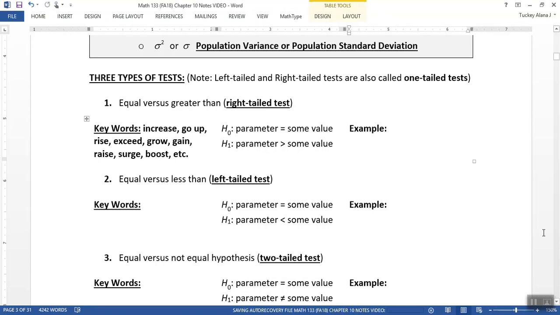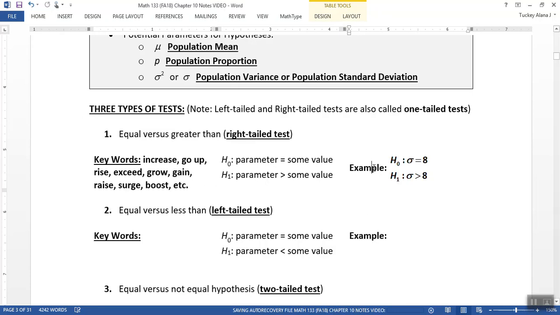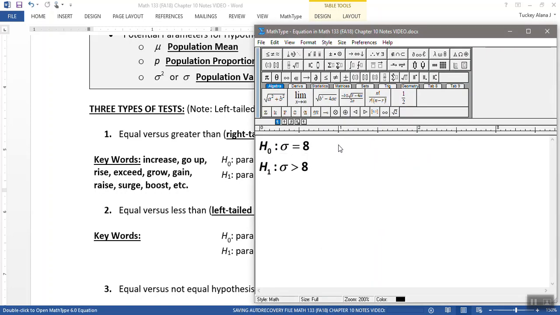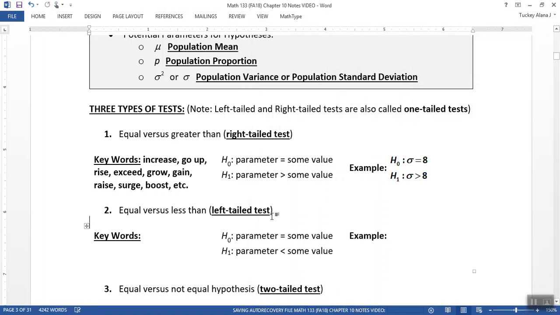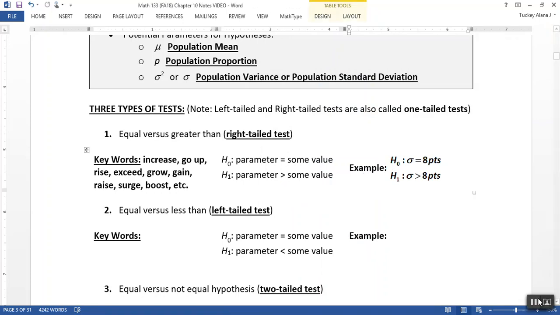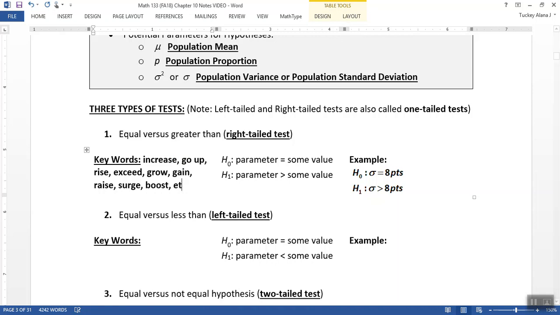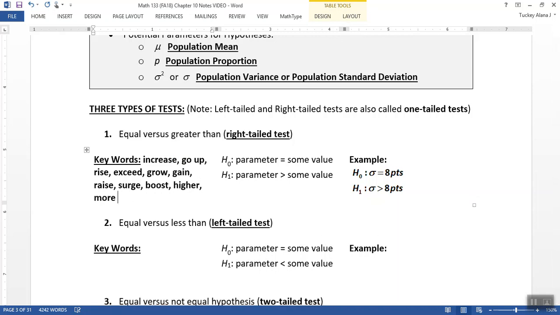So let me give you an example real quick. Suppose I say that the variability on stats exams is 8 points, and you say, no, no, no, you don't know what you're talking about. It's more than 8 points, right? Or 8 percentage points or something like that. That would be a greater than. There we have it. So is the standard deviation higher than expected? Oh, that gives me another word, more and higher. Higher, more than, etc. There we go. Got some more words in there.